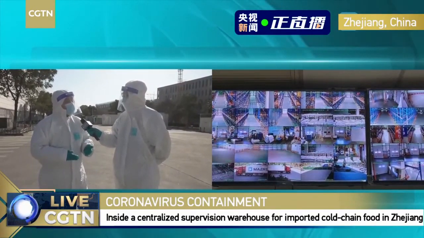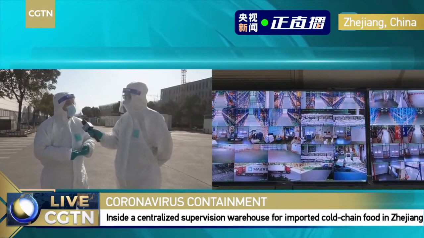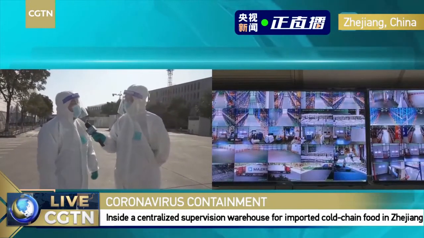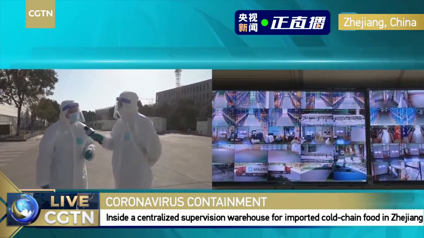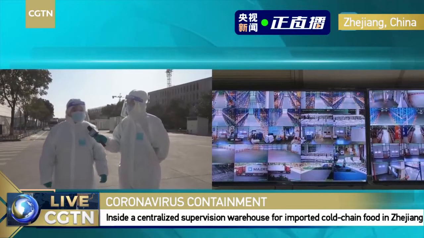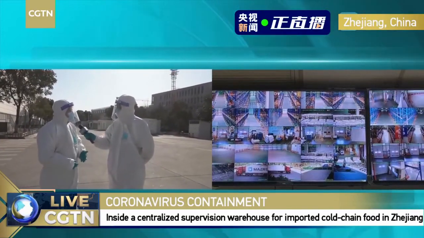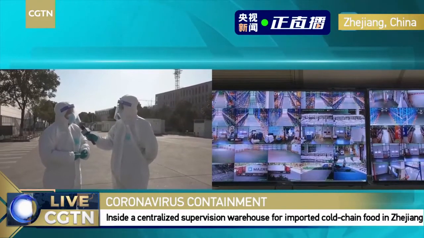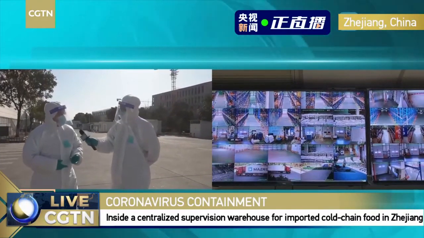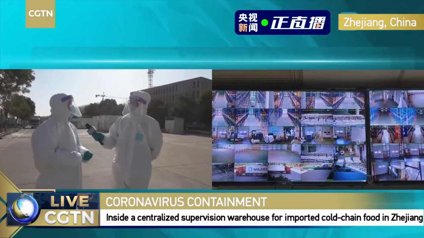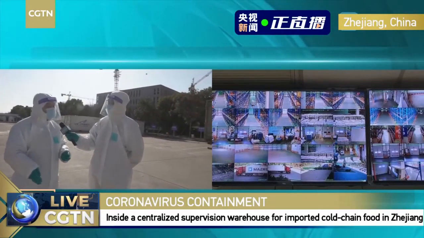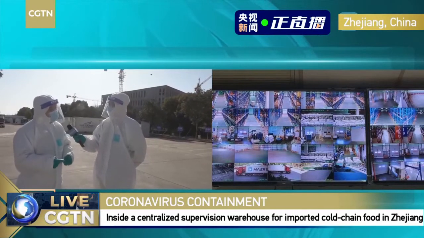We promoted this QR code and encouraged the consumers to scan the QR code so that you will know that we get all the certificates required for the imported cold chain food. That's the first pointer. And secondly, for the packaged food, we must look at the shelf life, production date on the packages, and also the storage pointers.